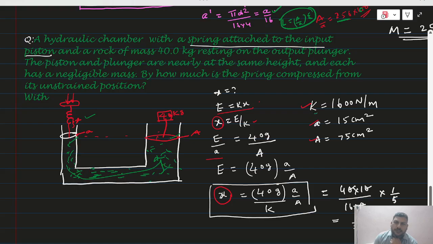So he gives the K value, small a value and capital A value, and asks us to find the X value. Same: E by A is equal to 40 into g, 40 kg you want to lift. Then how much extension should happen in the spring, they are asking. Sometimes they will give the compression X value and ask how much the K value or spring constant is. Here X is asked, and from the given values I will get 5 into 10 power minus, substituting. So this is about Pascal's law and its application.